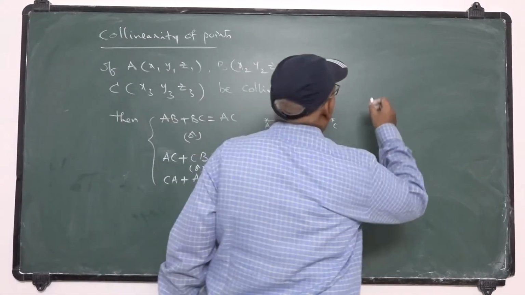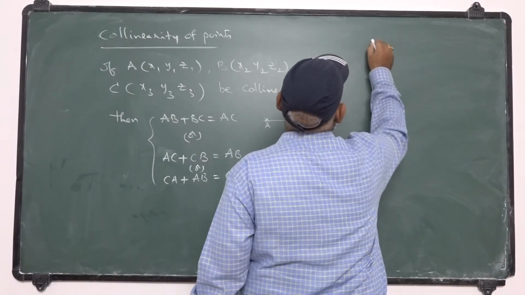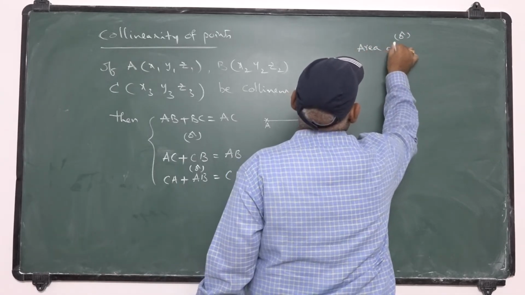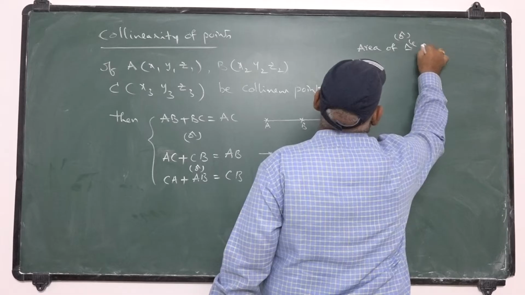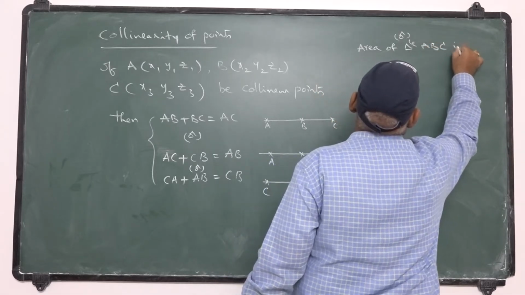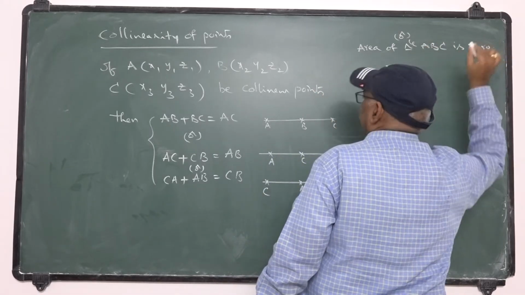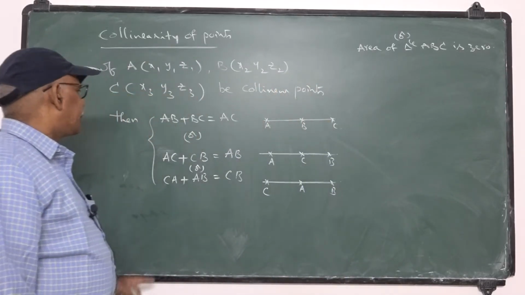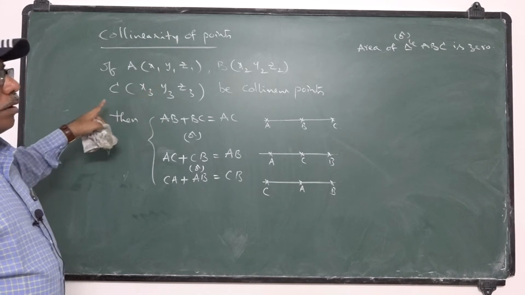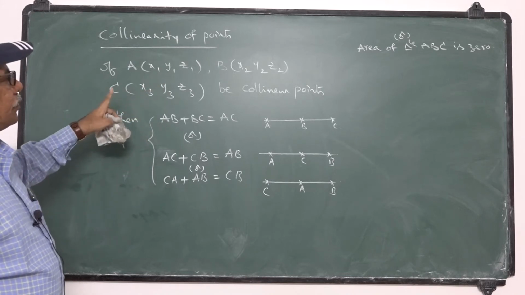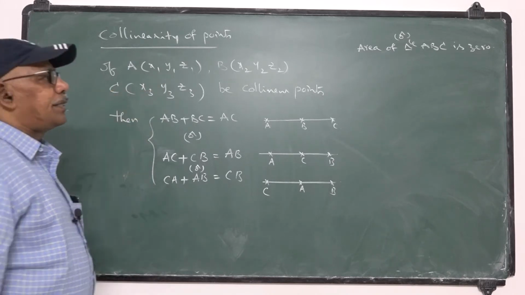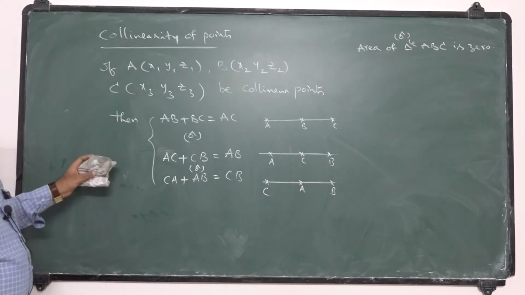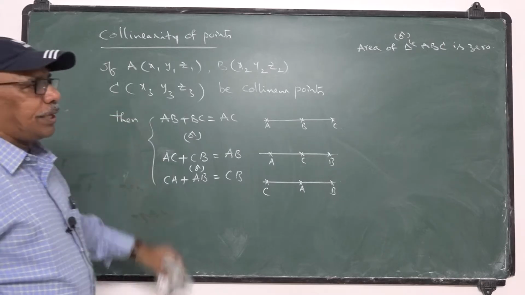Otherwise, the area of triangle ABC is 0. Area of triangle ABC is 0 also gives us the collinearity of the given points. If the area of triangle ABC is 0, then the points ABC are said to be collinear.